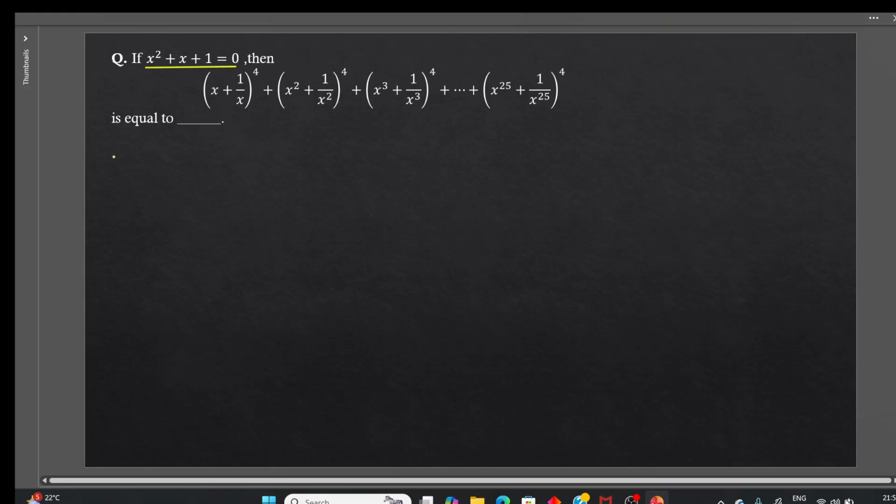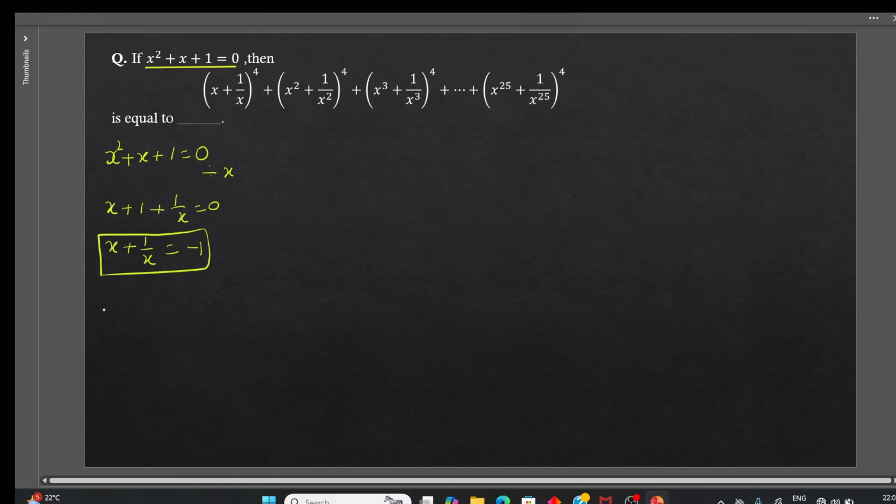Here the given equation is x square plus x plus 1 is equal to 0. Dividing this equation by x, we get x plus 1 plus 1 by x is equal to 0. Simplifying, x plus 1 by x is equal to this 1 moved across, so it becomes minus 1. So x plus 1 by x is equal to minus 1.